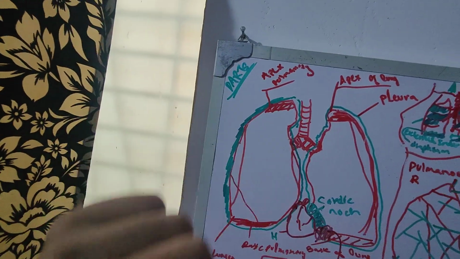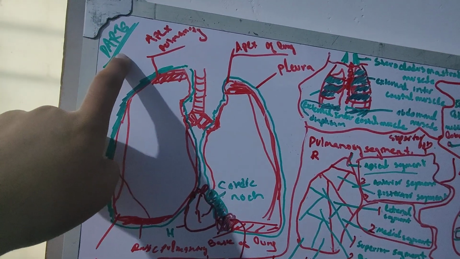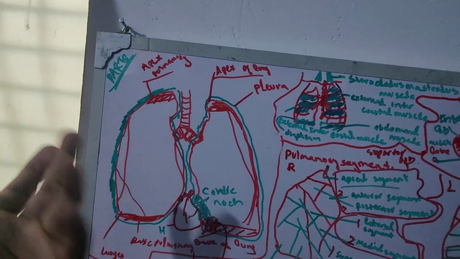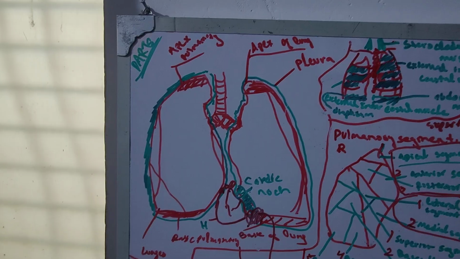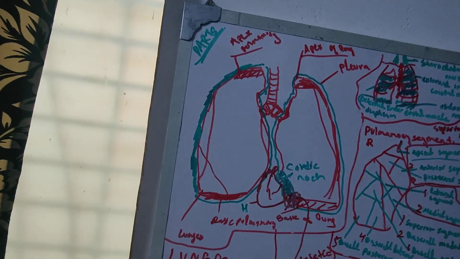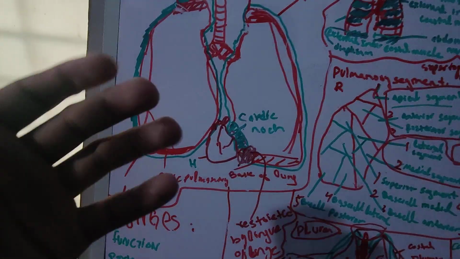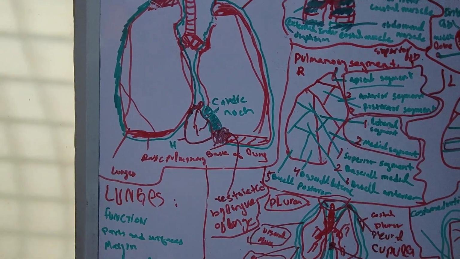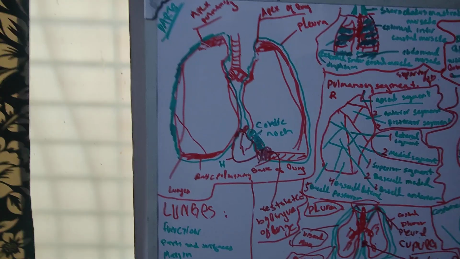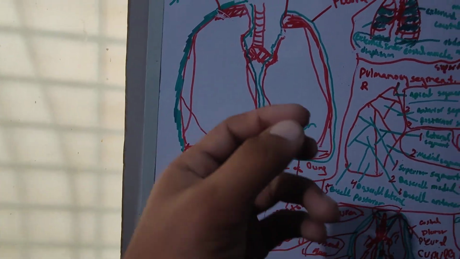Let's see the parts of the lung. We have the apex of the lung, the upper part here. Pulmonary means lungs. Then we have the base of the lung. The heart is present between the left and right lung, in the middle, and the area that gives the notch is called the cardiac notch.